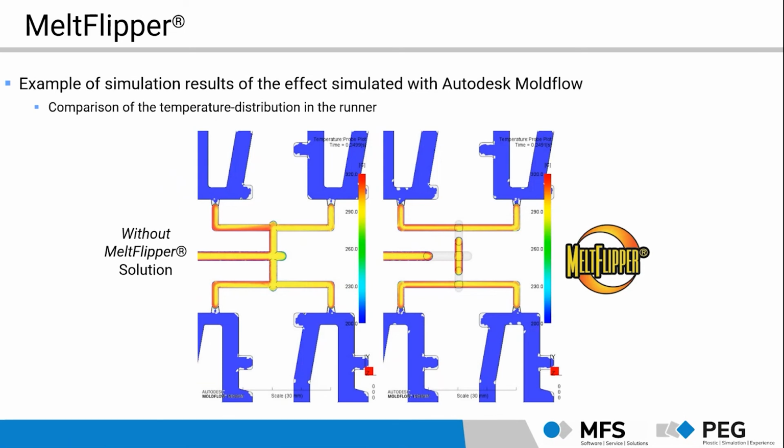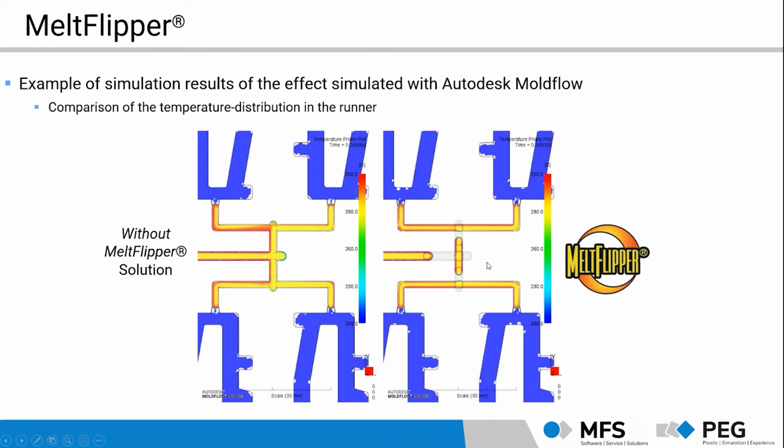Here is an example of simulation results of this effect, which were simulated with Autodesk Moldflow. And it's a comparison. Again, on the left side, we have without the MeltFlipper solution. On the right side, we have the MeltFlipper solution brought in. This is the temperature distribution, especially in the runner system here. And you can see in the red color that we have hotter material on the inside cavities, and we have a more equal picture of that on the outer cavity, or a more equal picture of that when MeltFlipper technology was brought in.